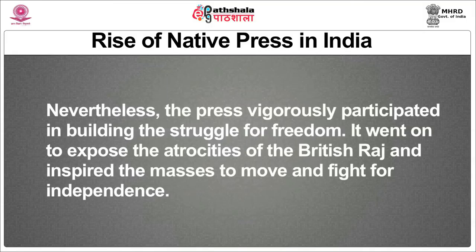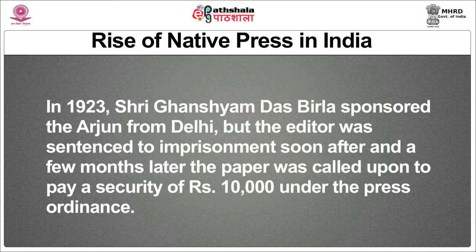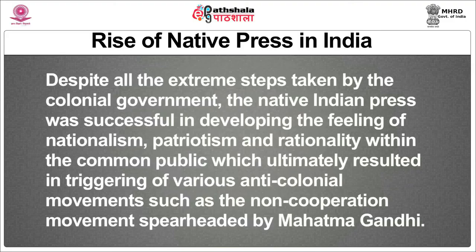Nevertheless, the press vigorously participated in building the struggle for freedom. It went on to expose the atrocities of the British Raj and inspired the masses to move and fight for independence. In 1923, Sri Ghanshyam Das Birla sponsored the Arjun from Delhi, but the editor was sentenced to imprisonment soon after, and a few months later, the paper was called upon to pay a security of ₹10,000 under the press ordinance, despite all the extreme steps taken by the colonial government.